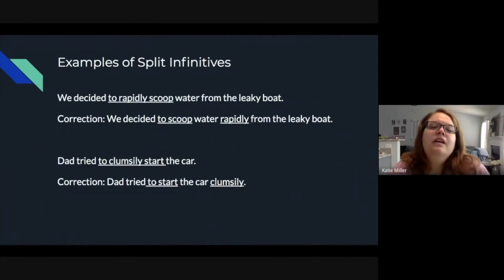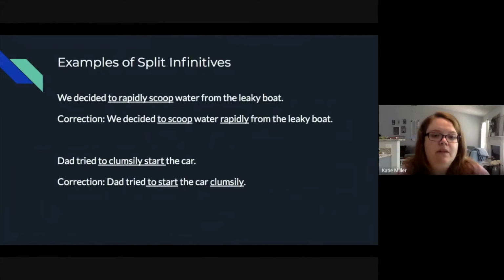If we look at this sentence, we decided to rapidly scoop water from the leaky boat. It sounds fine, right? But it's grammatically not correct. It's one of those things that our ear plays tricks on us, which happens a lot today when people speak the way they speak. To correct this, we move rapidly out of the middle of to and scoop. So the correction would be, we decided to scoop water rapidly from the leaky boat. The sentence has the same exact meaning and it's grammatically correct.